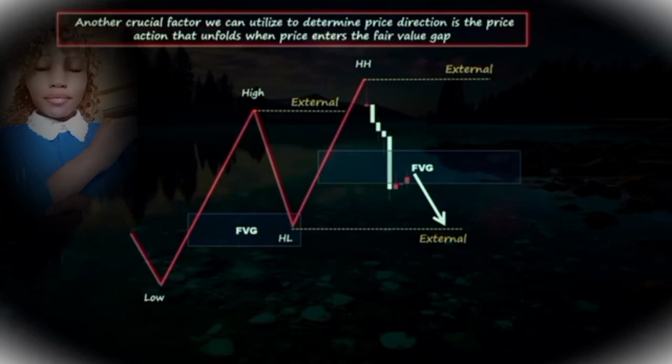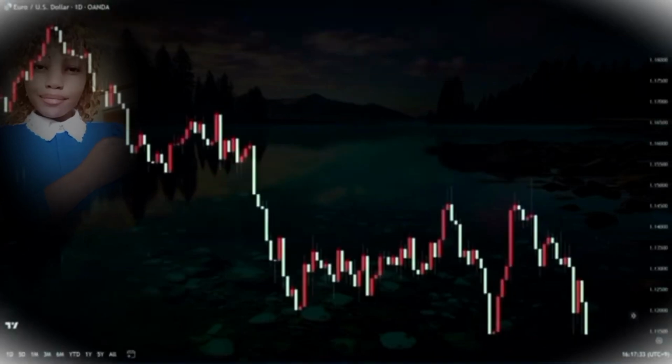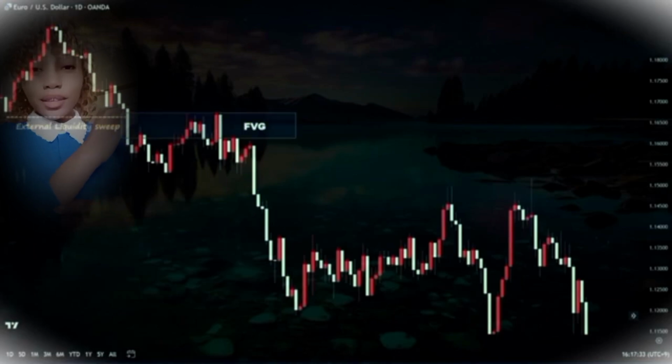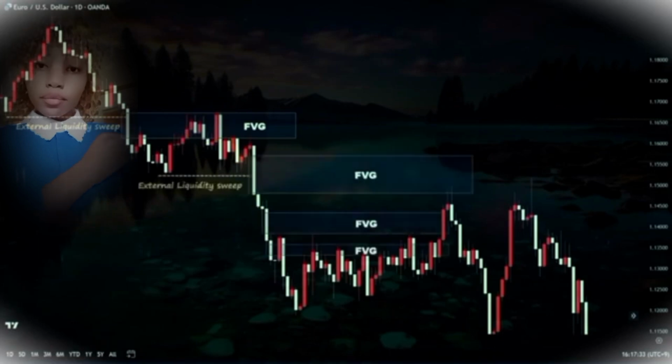Now let's move into the real chart and see some examples. Here we have Euro-Dollar daily time frame chart on the screen. Let's consider this bullish rally wave. We can see that the price initially moved below the low, sweeping the external liquidity present below that level. Subsequently, the price retraced upwards towards the internal liquidity, aiming to fill the fair value gaps. Following this rebalancing, the price reversed its direction and moved downwards to sweep the external liquidity.